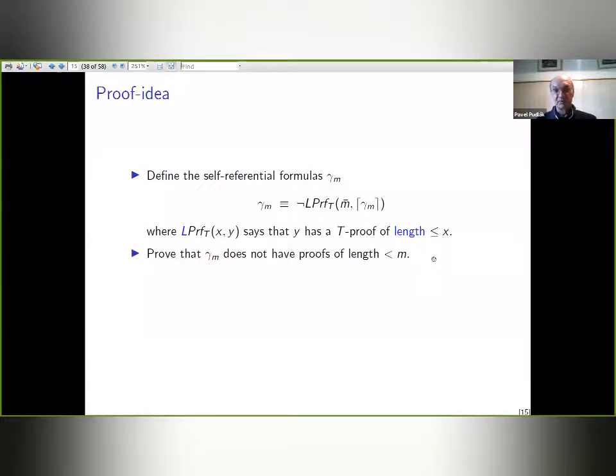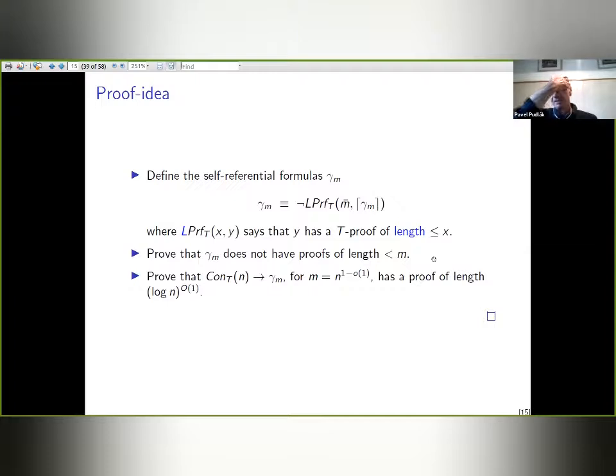And then the standard proof, same as in the first incompleteness theorem, essentially gives you that this does not have a proof of length n. So we have just replaced the absolute provability by bounded provability, and this works well. Now the second step, which was to formalize it and thus get the second incompleteness theorem, is also similar here. What we need to show is that the consistency of T up to n implies γ_m, but now we cannot get γ_n in general, so we need to take m slightly smaller than n, and m of the order n^(1−o(1)) would do.